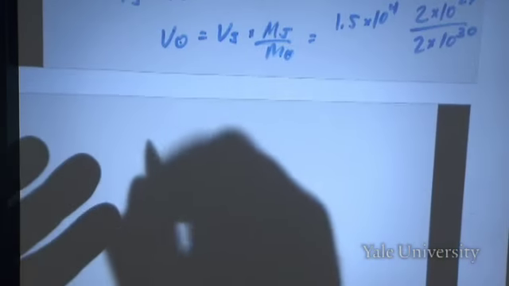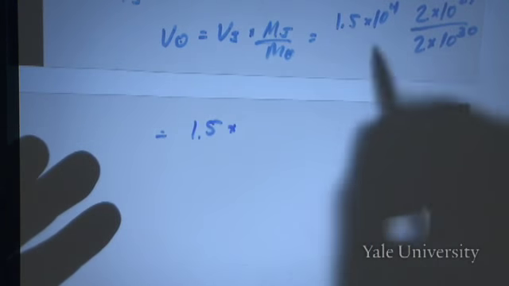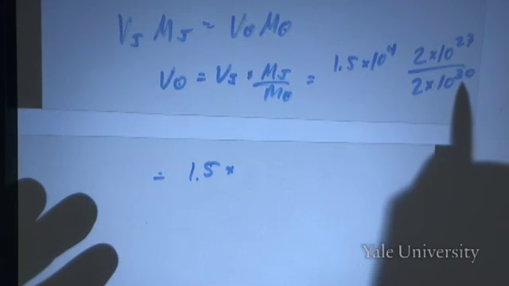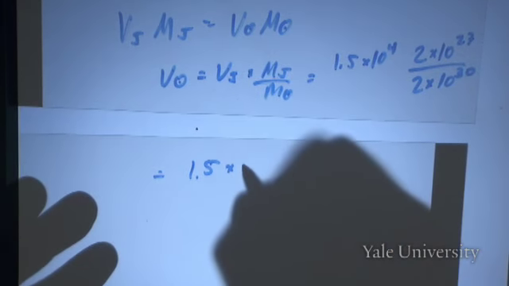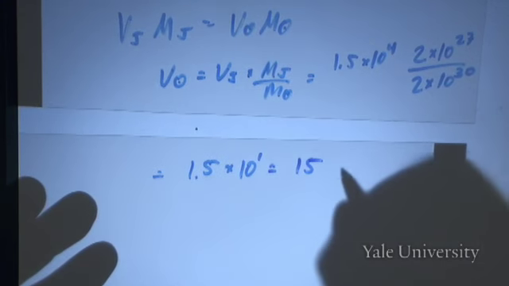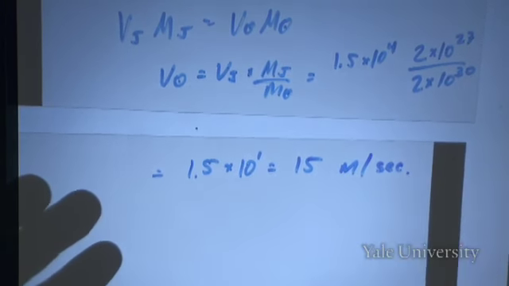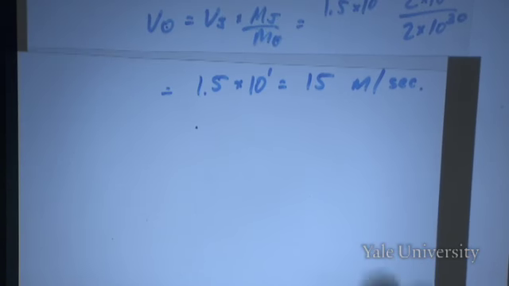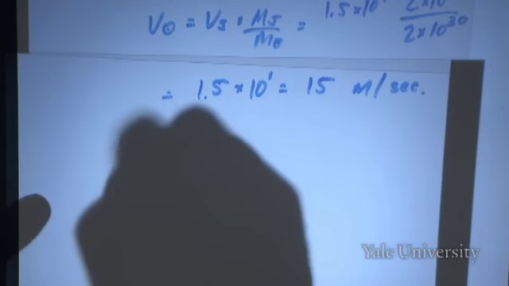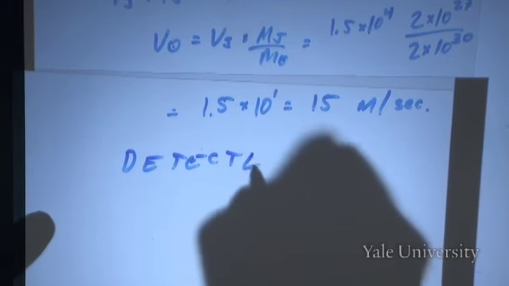The 2's cancel, obviously. We get 1.5 times 10 to the 4 times 10 to the 27. That's 10 to the 31. 10 to the 31 divided by 10 to the 30 is 10 to the 1, which is equal to 15 meters per second. Not kilometers now, meters. So Jupiter moves 15 kilometers per second, and the Sun moves 15 meters per second. That makes perfect sense because the Sun is 1,000 times more massive than Jupiter, so it has to be going 1,000 times more slowly. So instead of moving at some number of kilometers per second, it's moving at some number of meters per second. This, it turns out, can be detected with modern equipment.